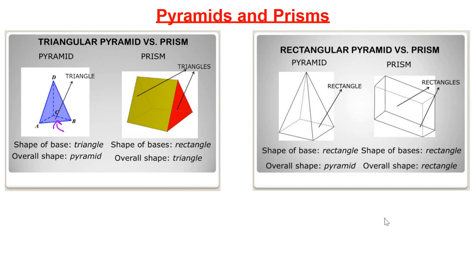Alright, so for concept 2, we're going to start on pyramids and prisms. The main thing you need to remember is that we need to identify the overall shape first and identify the base in order to tell if it's a pyramid or a prism.